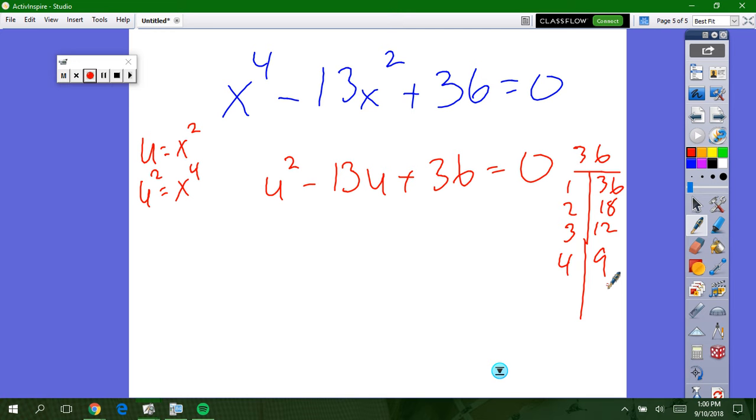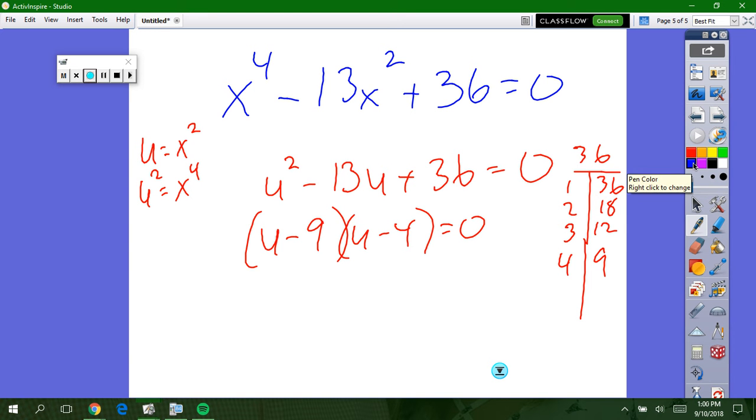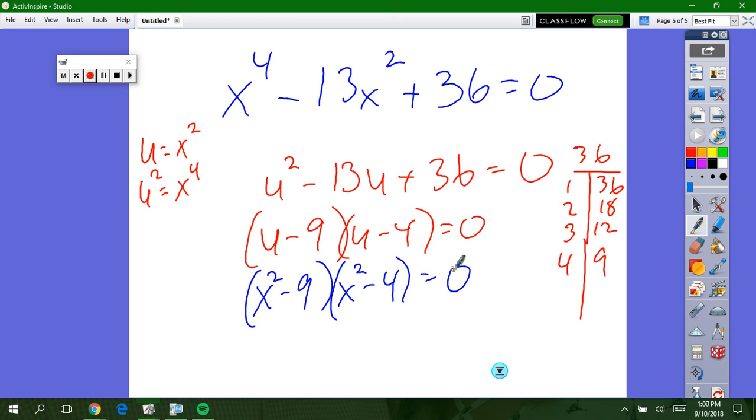What if you just started with this guy? Okay? Then this is u minus 9, u minus 4 equals 0. But Miss Hallie, what's u? So I come back and replace it again. Those are called difference of squares. You remember that? No. In difference of squares, factor into conjugate pairs, right? Difference of squares and conjugate pairs.